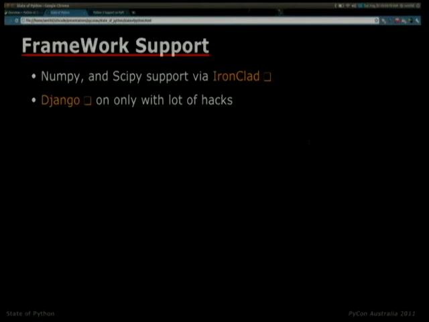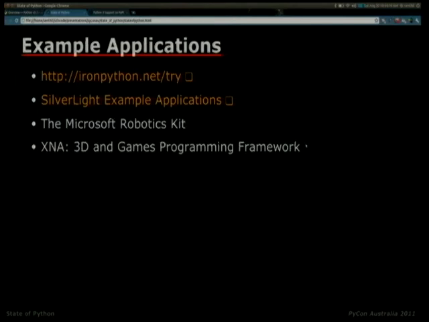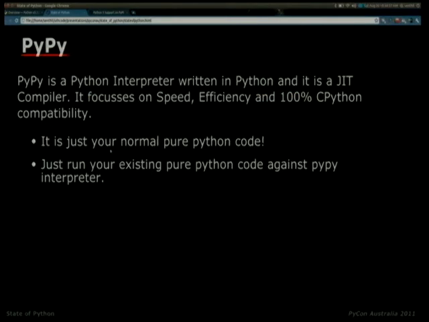Framework support: NumPy and SciPy are supported via Ironclad. Django support is only with a lot of hacks. For example applications, the IronPython.net try page has a lot of web-based applications written using IronPython. There are Silverlight example applications too. The Microsoft Robotics Kit is mostly in C#, but you have an extension language available in IronPython. Then XNA, which is used for 3D games, has IronPython support too.